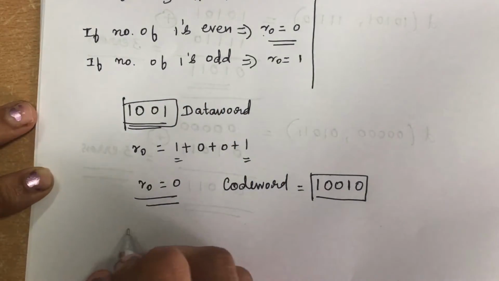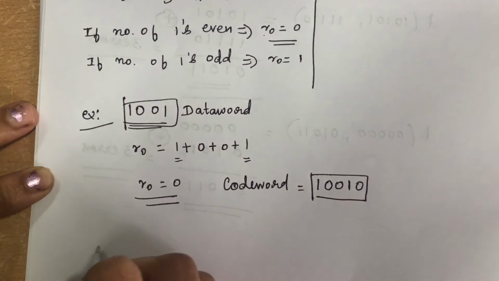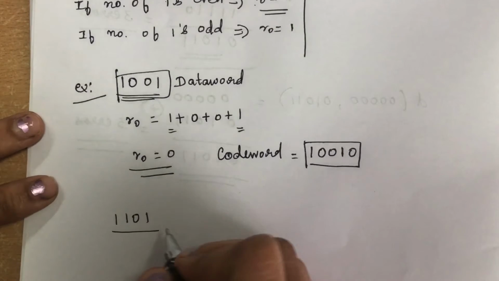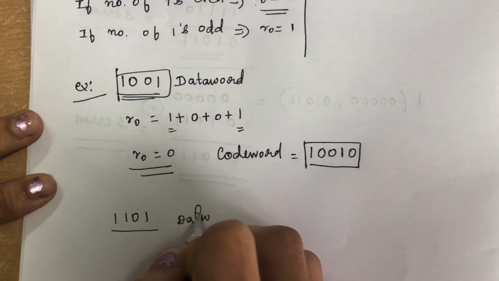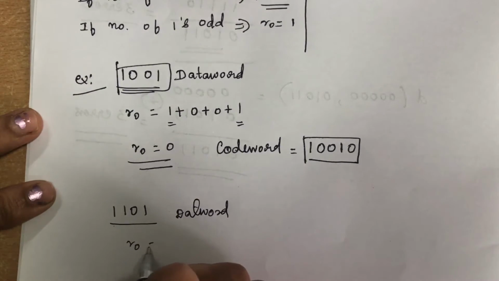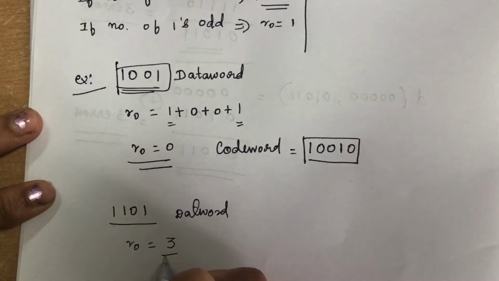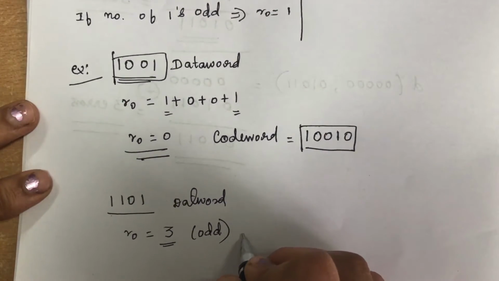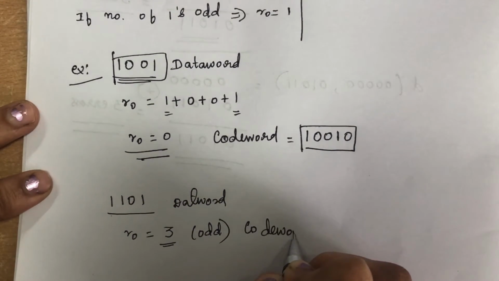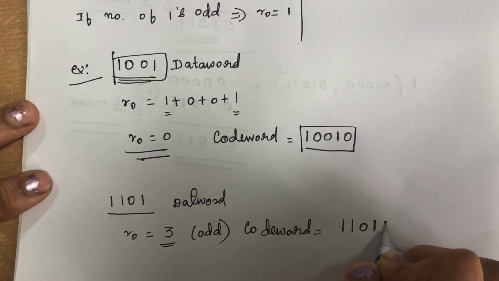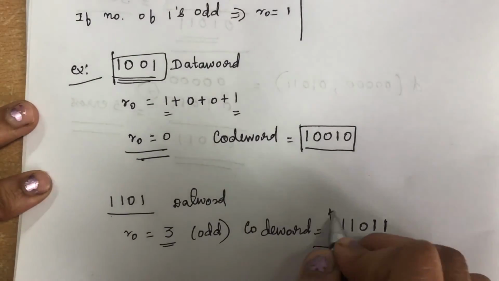Okay, so one more example we will see. The second example: the data word is 1101. We count the number of ones. The number of ones is 3, which is an odd number. So if the number of ones is odd, we set r_0 to be 1. The code word will be 1101, and then you add 1 again. So this is your code word now.